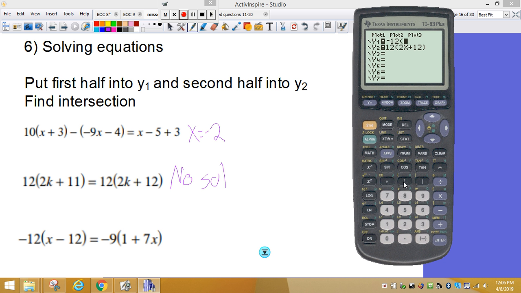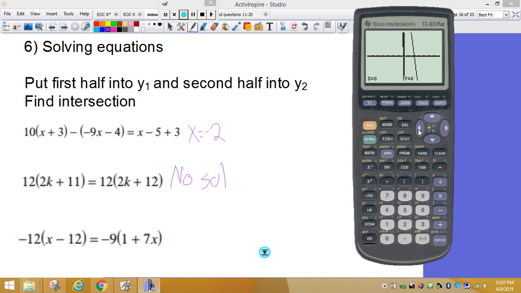Negative 12, parentheses, x minus 12. See an equal sign, so I'm going to hit enter. And then I got negative 9, 1 plus 7x. I'm going to graph it. All right, I can't see their intersection, so I'm going to zoom out. I'm going to zoom out, zoom 3, and hit enter.